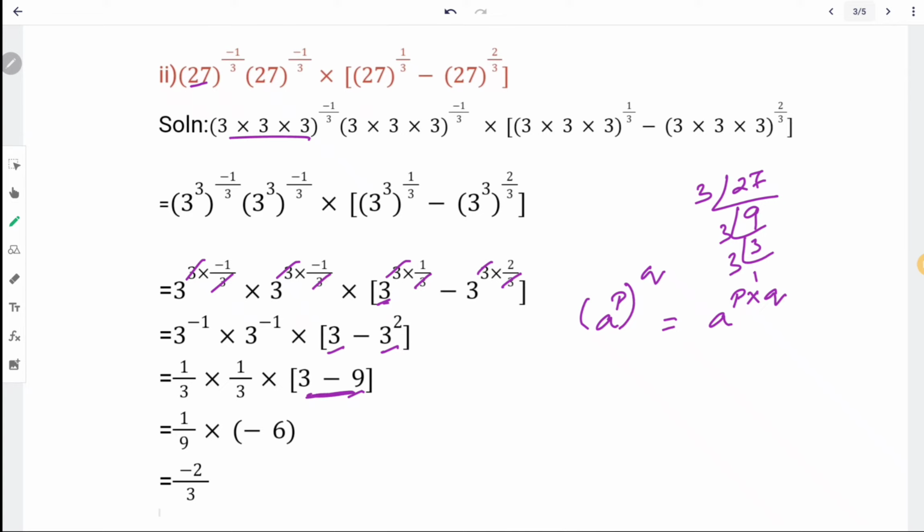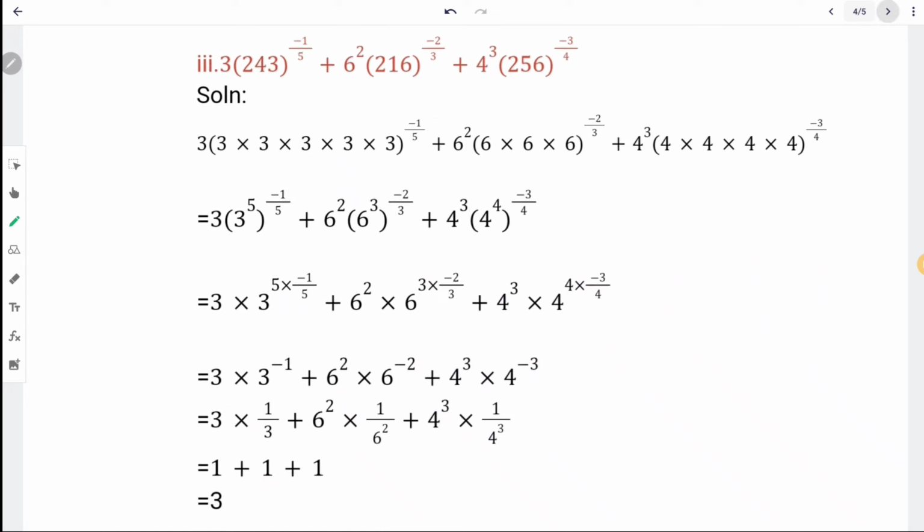So when you subtract this 2, what do you get? 3 minus 9, we're going to get -6, and obviously here 1 ones are 1, then 3 3s are 9. Okay, so we're having -6 by 9, which means 3 2s are 6, 3 3s are 9, or -2 by 3, which is our answer.